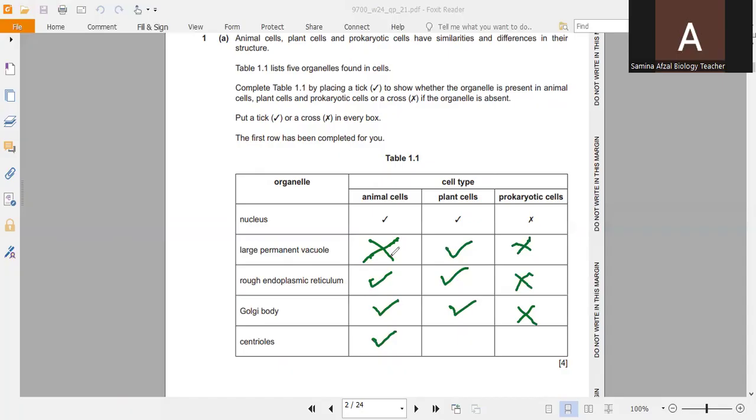And centrioles are only present in animal cells. Centrioles help in cell division, in the formation of spindle fibers as well. So they are not present in plant cells and prokaryotic cells again. So that was all about the question.